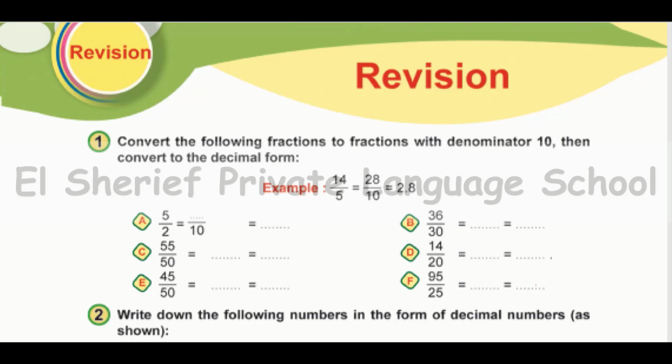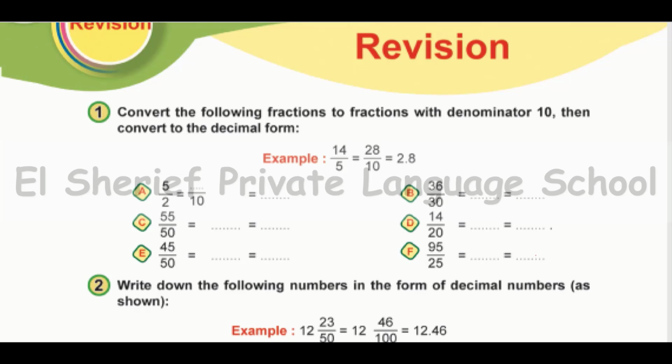Our lesson today, we review or make a revision about what we studied before. First question, number 1. Convert the following fractions to fractions with denominator equal 10, then convert to the decimal form.